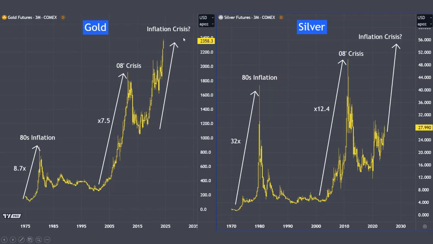And when gold is moving up, it always tells us that there's an underlying health issue in the financial market. Gold and silver always move in tandem, with gold going up first in a financial crisis, followed by silver. Let's look at the 80s inflation, when gold went up about 8 times and subsequently silver went up 32 times. And in the 08 crisis, gold went up 7 times, and subsequently silver picked up and went up by 12 times. And now gold is moving up, and I believe it is the inflation crisis, or you can call it the bond crisis or the yield crisis, and silver is starting to move up right now.